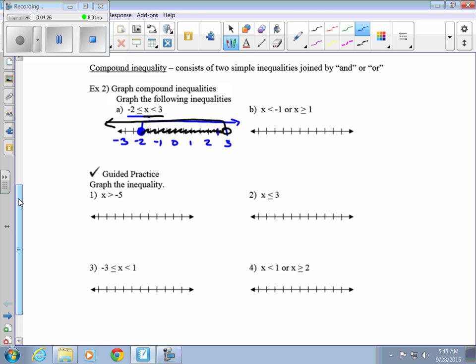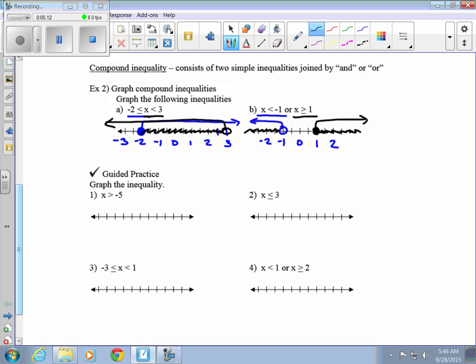If we jump over to B, B is an or statement. And these are super easy to graph because essentially you just have 2 problems. We're going to take the left side, x is less than negative 1. Open circle goes this way. We're going to take the right side, x is greater than or equal to 1. Filled in circle goes this way. And our solution in this case is anything that occurs in either of them. So it goes in both directions.